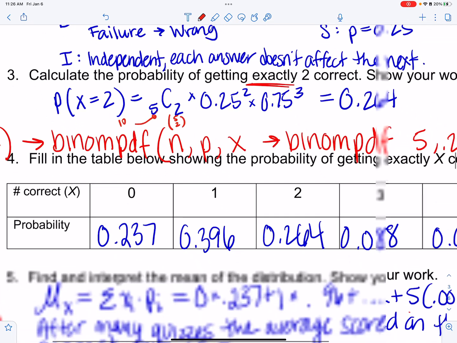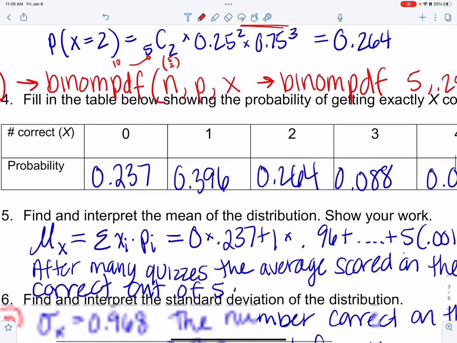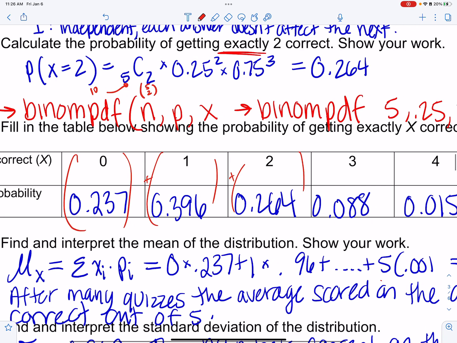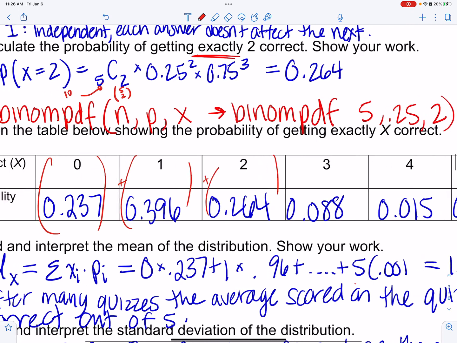And that's exactly what I got. Now interpret what the mean is. So you guys know how to do the mean. We did the mean where we do this one times this one, plus this one times this one, plus this one, and so forth and so on, right? So you can do that and you can get 1.25.